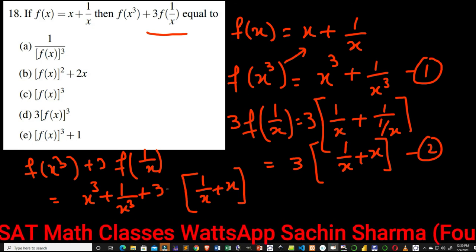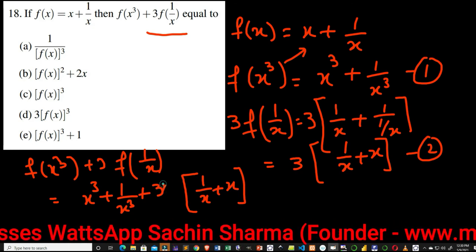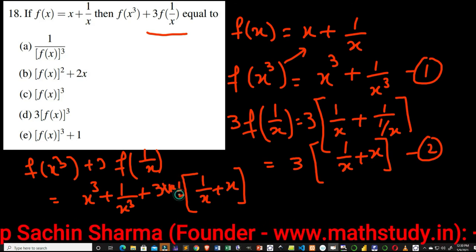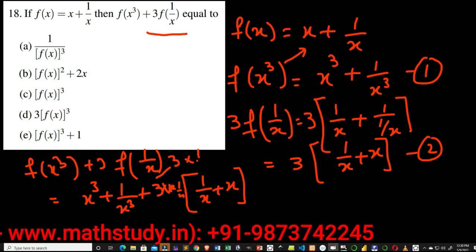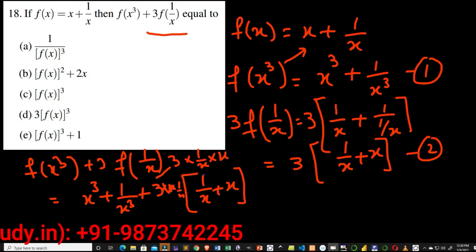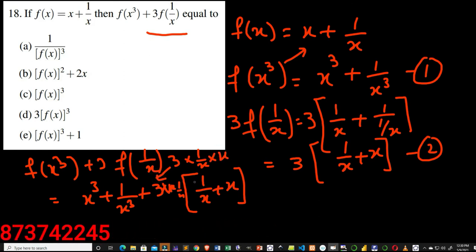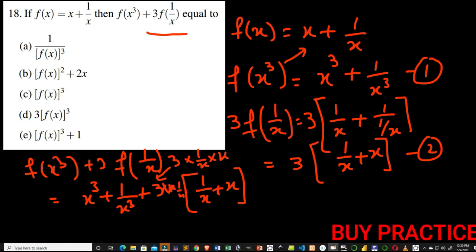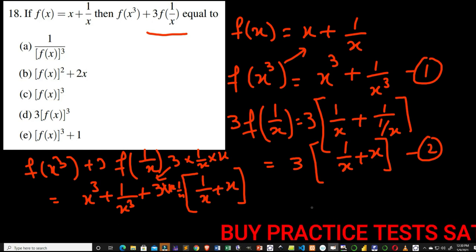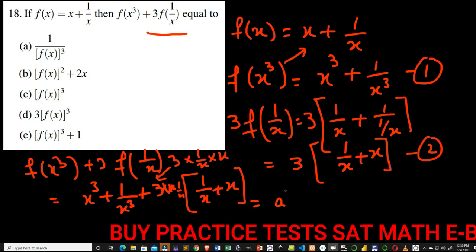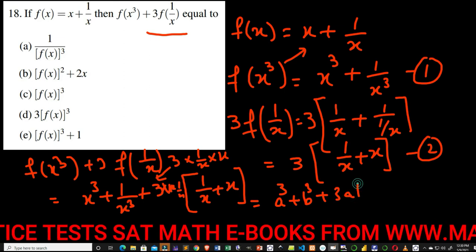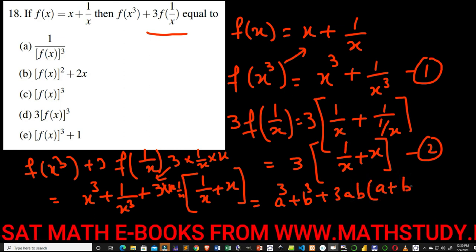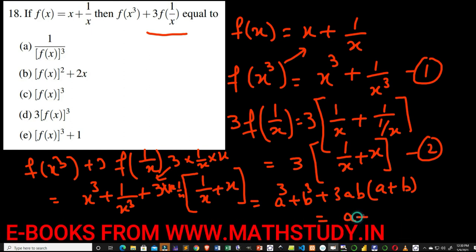Here we have 3. Can we write this 3 as 3 into x into 1 by x? Let us do some clarity here. We have written it as thrice of 1 by x into x. Obviously, 1 by x gets cancelled with this x, and we will get 3 only. So in place of 3 we have written 3 into x upon 1 by x. Now if we compare this with the formula a cube plus b cube plus 3ab into a plus b, this is basically a plus b whole cube, right?